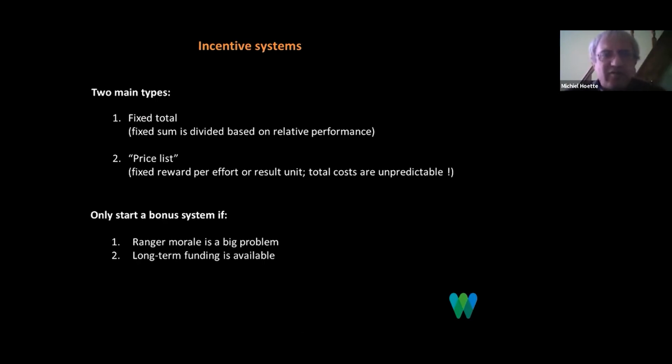In general, there are 2 options for an award bonus system. That is something like a fixed total. I just showed an example of that. And the other option is a price list. Basically, for 10 kilometers walked, they get a certain amount of money. The latter, this price list, means that the total is unpredictable. So you have to be a little bit careful with how much money you promise for each effort or result unit.